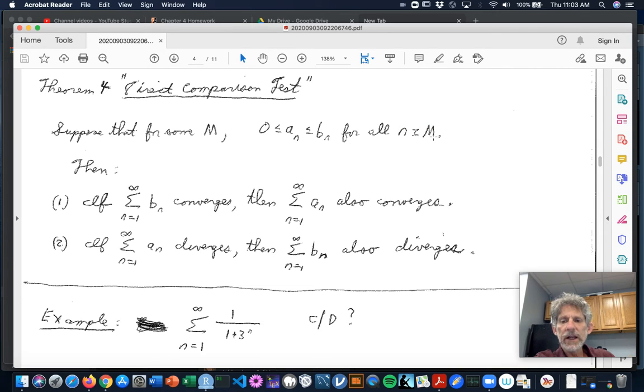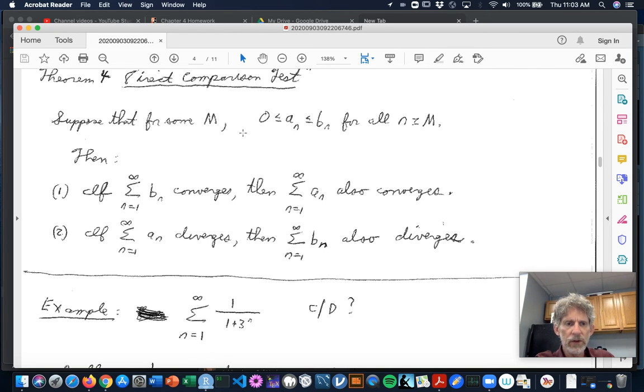So it's not like a_1 has to be less than or equal to b_1, and a_2 has to be less than or equal to b_2, and so on. It could be that this relationship doesn't start happening until maybe the n's are bigger than or equal to 5, or 15, or 52, or something. But as long as this starts happening and keeps happening for the rest of the n's, then we're in a situation I want to look at.